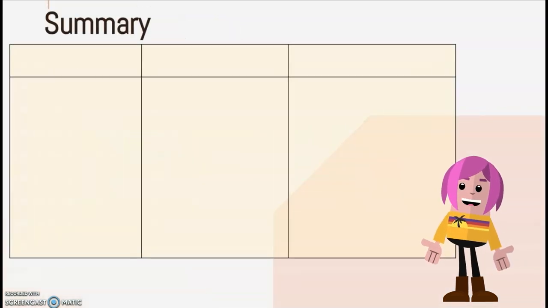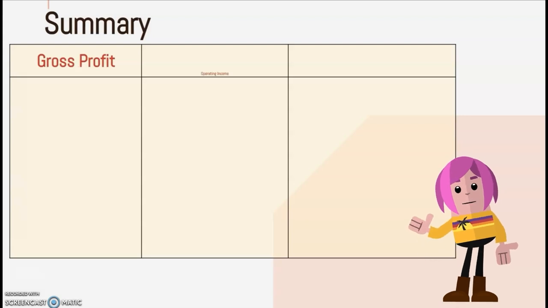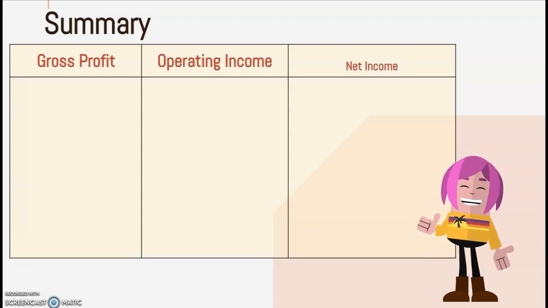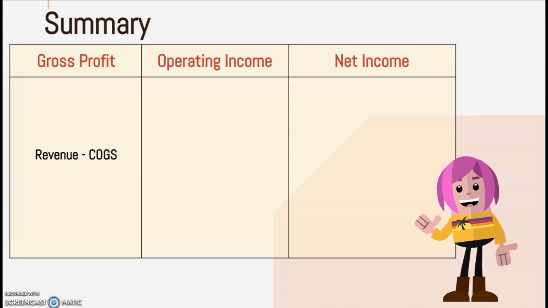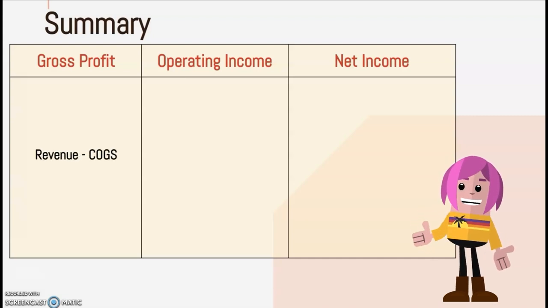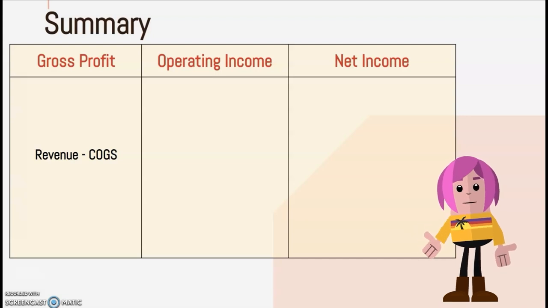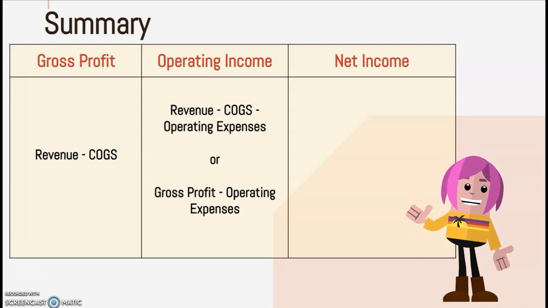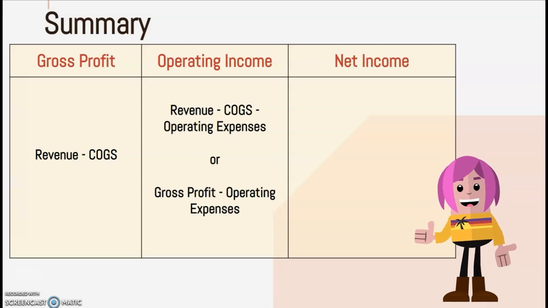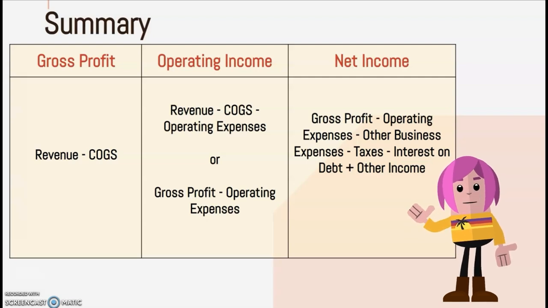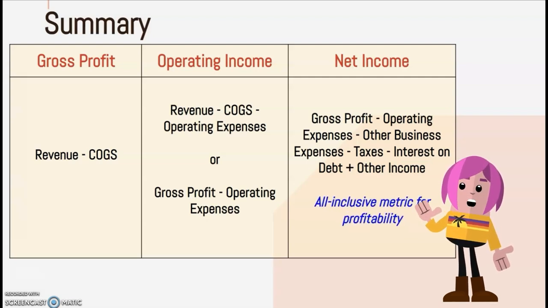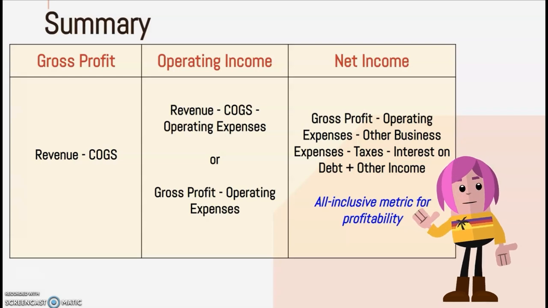Now let's summarize gross profit, operating income, and net income. Gross profit is a company's profits after subtracting the costs of producing its products. Operating income reports the amount of profit realized from a business's ongoing operations. Net income is the company's profit after all its expenses have been deducted from revenues. It's an all-inclusive metric for profitability.